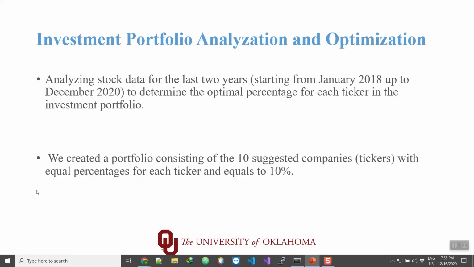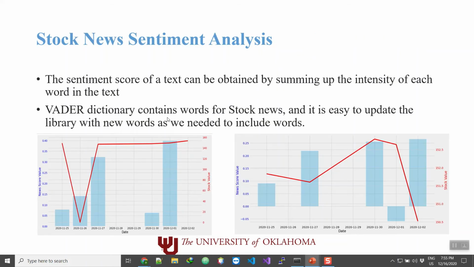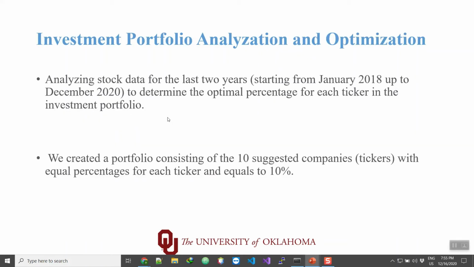And as I said, the next step I did as my part in this project was an investment portfolio analysis and optimization. An investment portfolio is basically how much percentage we want to invest in each stock. Let's say we have $10,000 and 10 stocks we plan to invest in. How much percent of that $10,000 do I need to put in each stock?